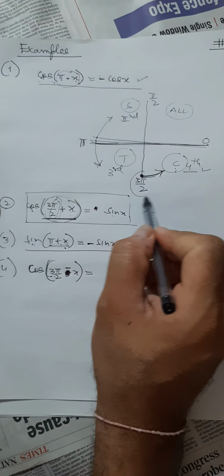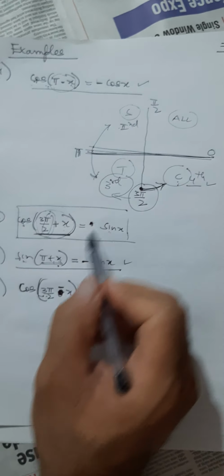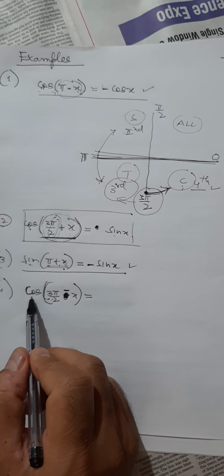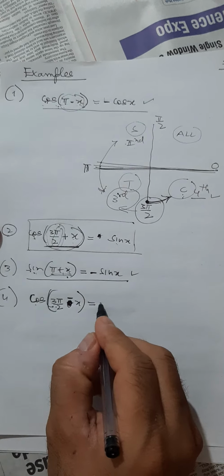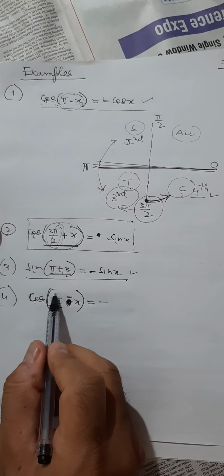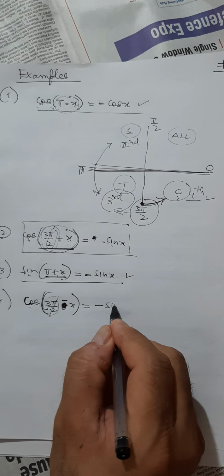3 pi by 2 is here. Minus means you are going clockwise. So it will be somewhere here. Where? In the third quadrant. In the third quadrant, is cos positive or negative? Negative, because in the third quadrant, tan and cot are positive. So minus. And you have 3 pi by 2, so cos becomes sine. So minus sin x.